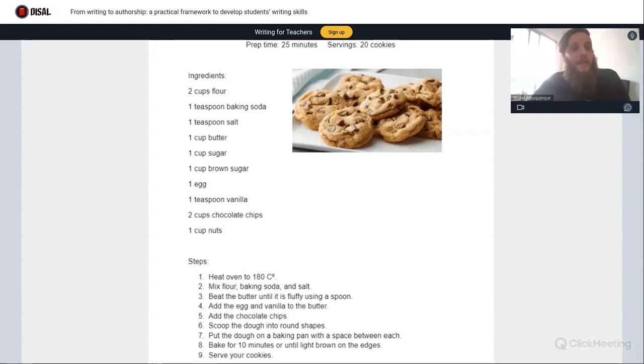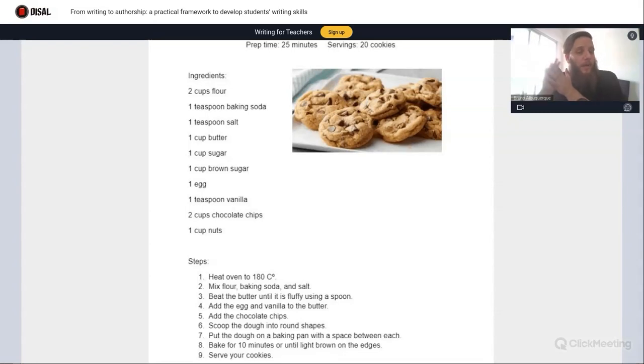And I showed this to them and asked, "What is this?" And they all replied, "It's a recipe." And I was like, "Okay, but how do you know that this is a recipe?" Just by looking at it and not even reading, because from the distance I was showing the page, they could not read it. And then they started mentioning some of the elements of the genre, some of the characteristics of the genre. So they mentioned, teacher, there's a picture of cookies. I can see ingredients. I can see steps. I can see prep time.